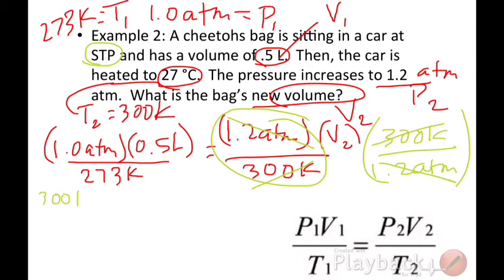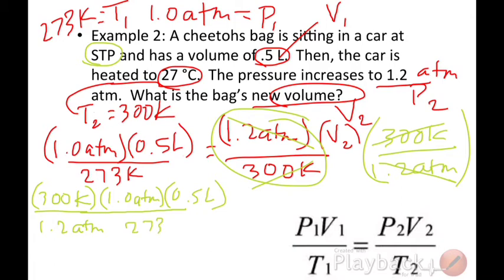So 300 Kelvin times 1.2 atmospheres. We're just going to make a giant fraction. So now we're just rewriting what was already there. 1 atmosphere, half a liter, 273 Kelvin. Okay, and this all equals volume 2. So now we can cancel things. We can cancel atmospheres. We can cancel Kelvin. That's awesome because we want the units on our answer to be liters, and that's what we're left with.